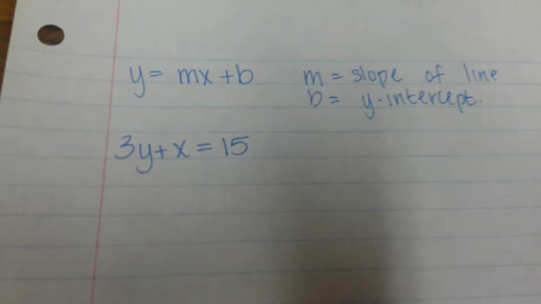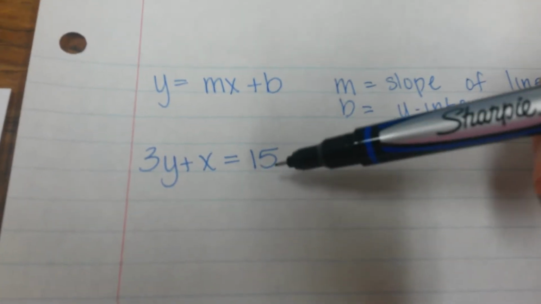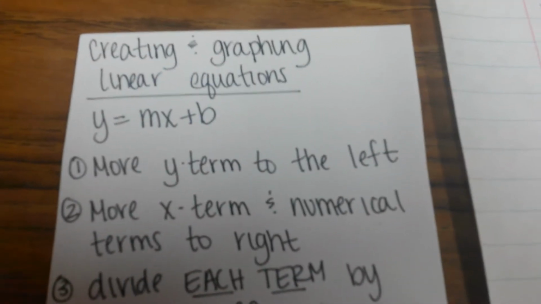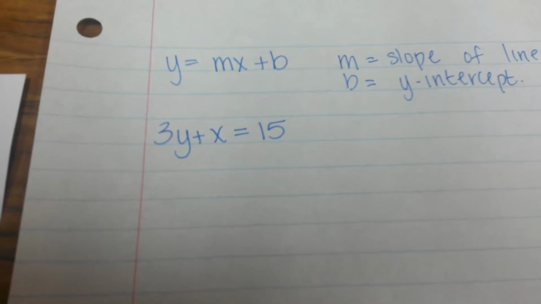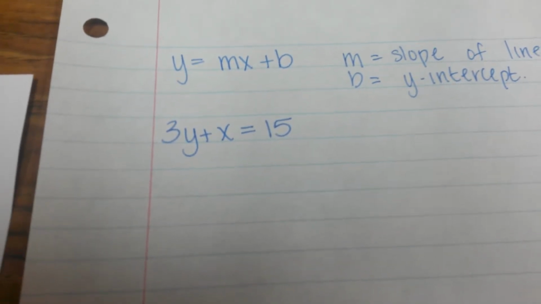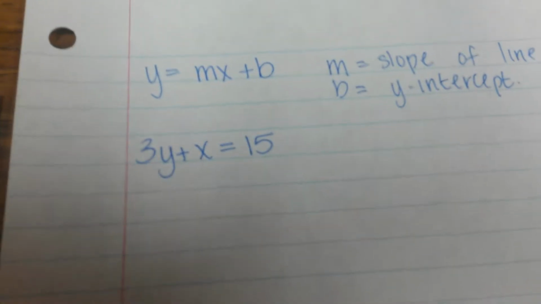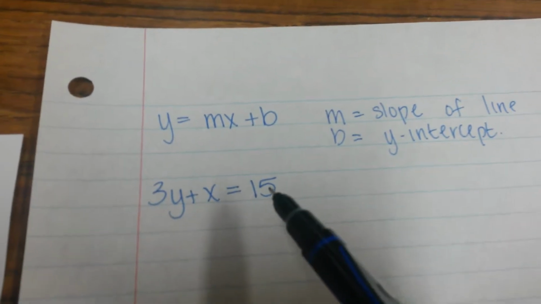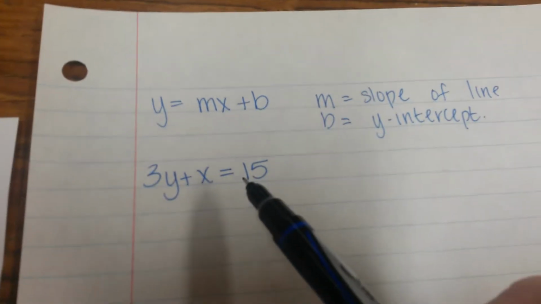All right, so the first thing that we need to do is we have this equation and we need to make sure that this equation matches this form. So we have our steps over here. The first way that we're going to do that is we're going to move the y term to the left side of the equation. Well, when you look here, you see that our y term is already on the left side of the equation. Step 2 is to move the x term and the numerical terms to the right side of the equation. Well, we already have our numerical term on the right side of the equation, so the only thing we need to do is to move the x term over.